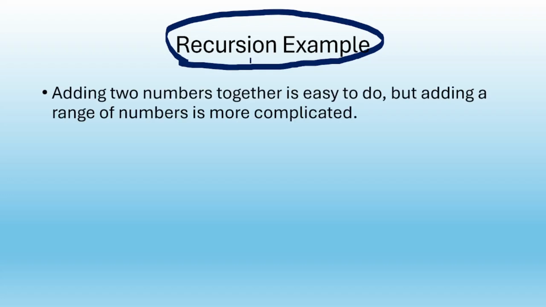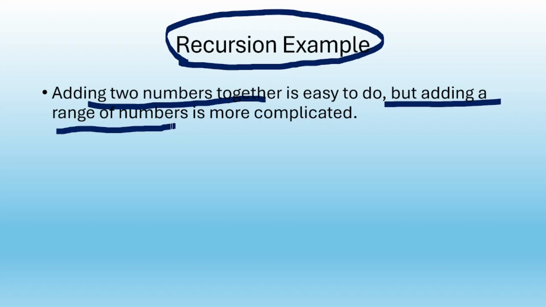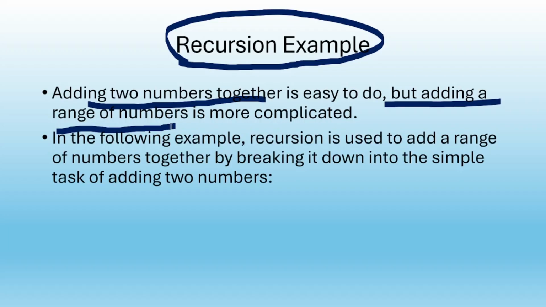Now, the example that we are going to consider is adding multiple numbers. If I ask you to add two numbers, that will be a very easy task. But if I ask you to add a range of numbers, that is going to become somewhat difficult. So in this example, we are going to use recursion to add a range of numbers together by breaking it down into a simple task of adding two numbers.